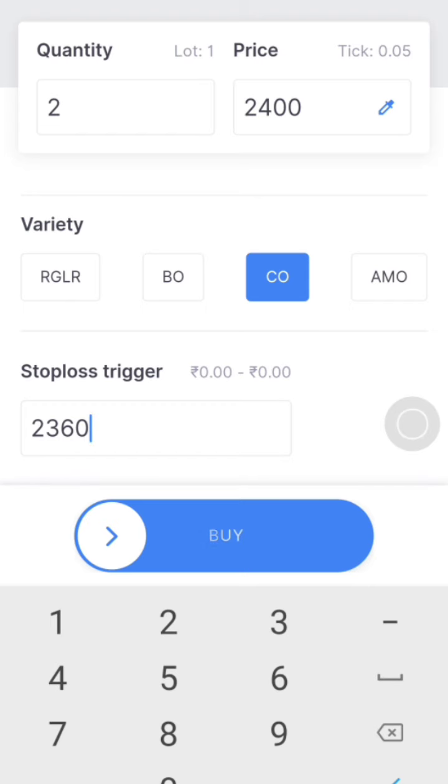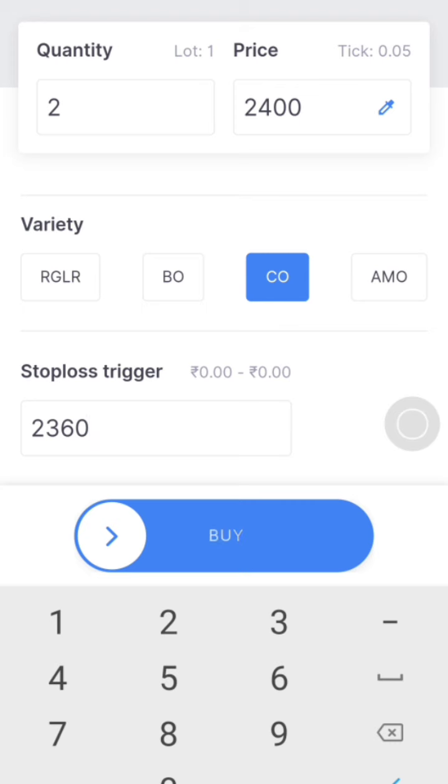It means I'll purchase the Bajaj Finance share at 2400, but in case the price comes down and becomes 2360, what will happen? My stop loss will get triggered and I'll book that much loss. So my loss will be limited. I will not go into unlimited loss. That's how we put a CO, cover order.